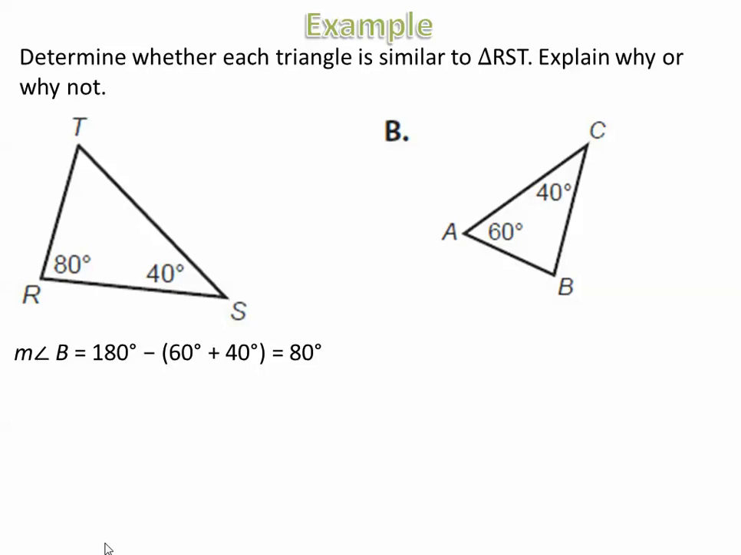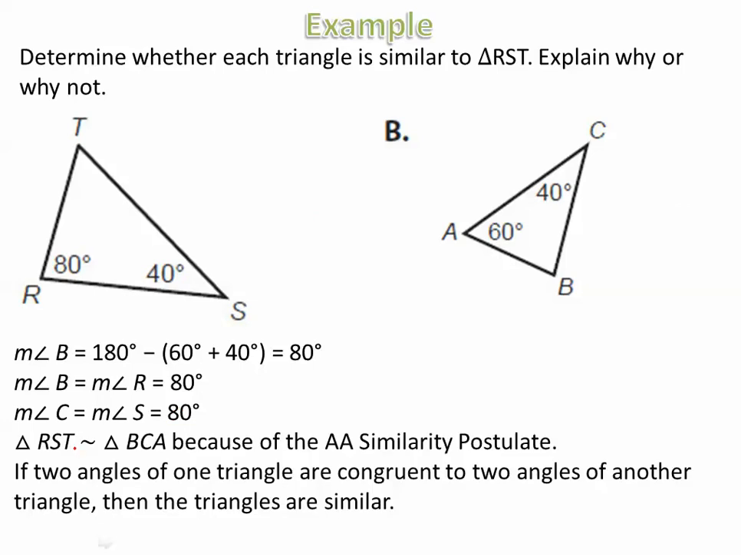Well, let's look at B. It says 180 minus equals 80. Let's see what that's the one I liked. Let's see what they said. The measure of angle B equals the measure of angle R, which is 80. Measure of C equals S, which shouldn't be 80. That should say 40. That was just probably me and a typo. It says they are similar because of the angle-angle similarity postulate. If two angles of one triangle are congruent to two angles of another, then the triangles are similar.